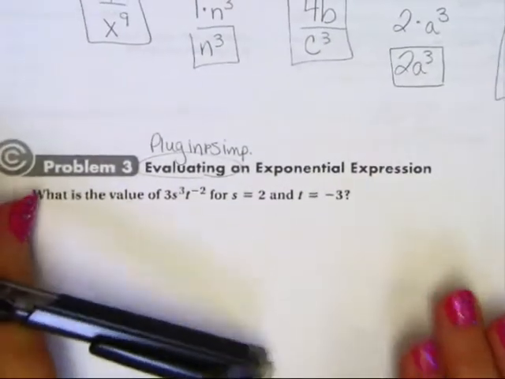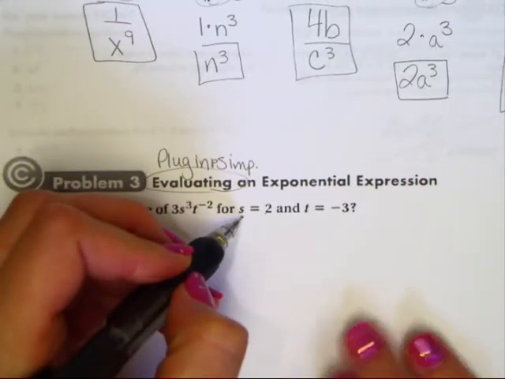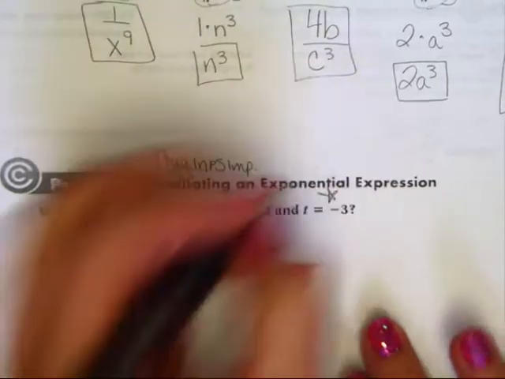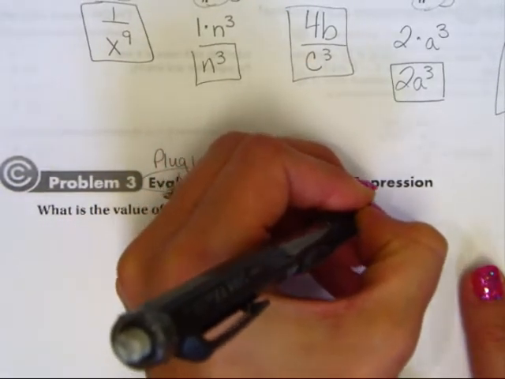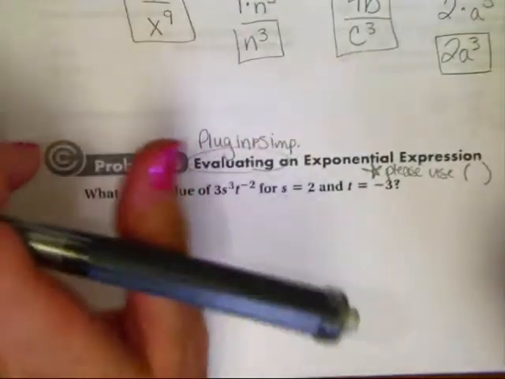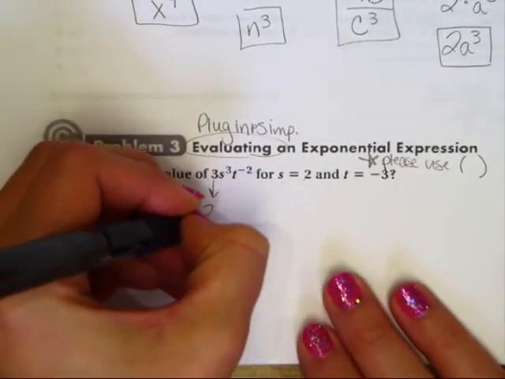Okay, moving on to our evaluating problem. It wants us to use 2 for the variable s and -3 for the variable t. A note about negatives: when you plug a negative in, please use parentheses. You probably should even use parentheses for positives, but you really have to use parentheses when you plug in negatives. So I'm going to carry down my 3.